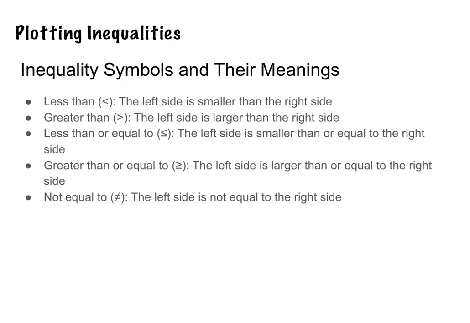Now, a less than or equal to means that the left side is smaller than, but can also equal the right side, whereas the greater than or equal to means the left side is larger than or equal to the right side. Not equal to is usually denoted as an equal sign with a line through it, meaning the two sides are not equal at all.